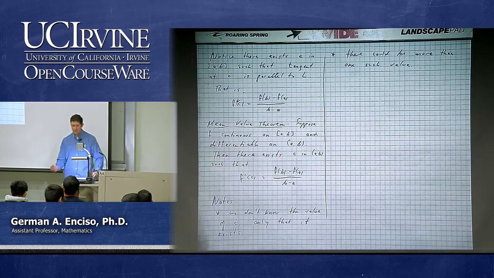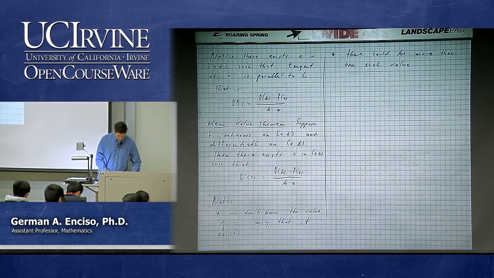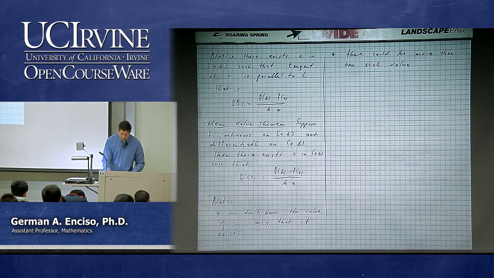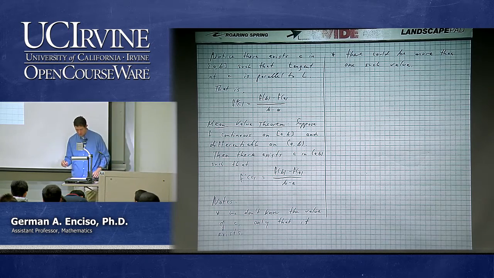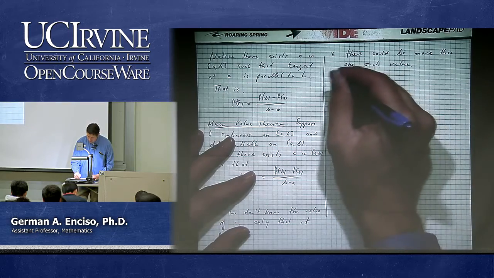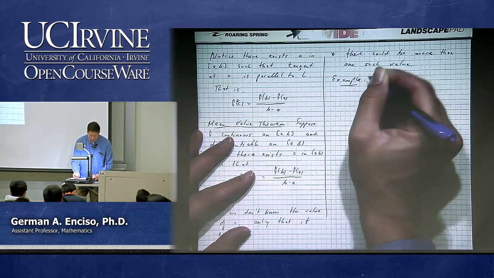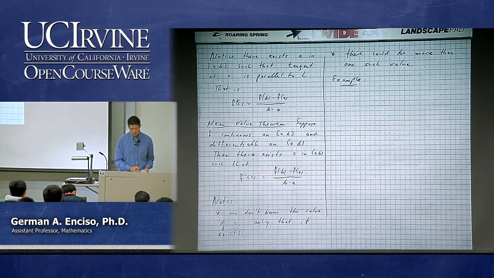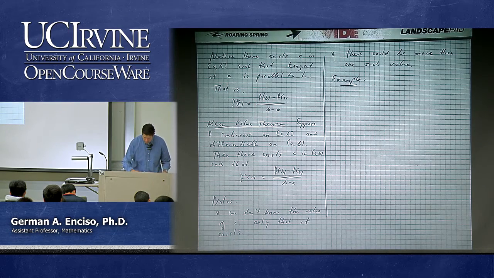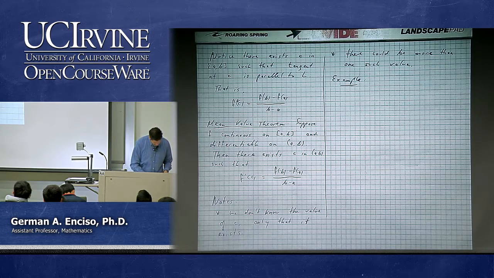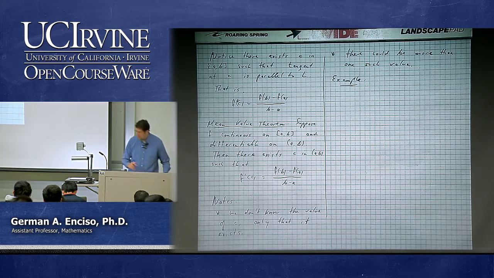Or more than one such value. Okay. So let's see. I'm going to give you an example. All right, let's do an example from the book, just to make sure. Just one random function, and then verify that, yeah, okay.